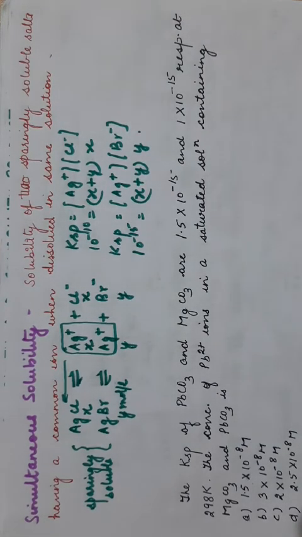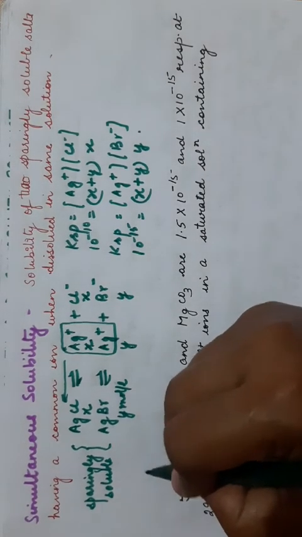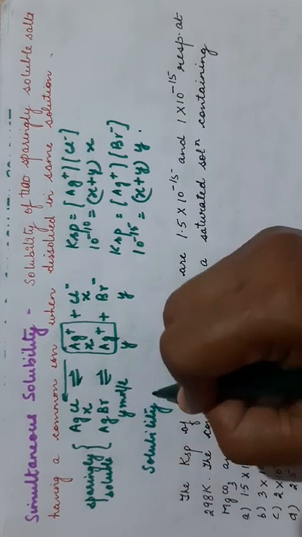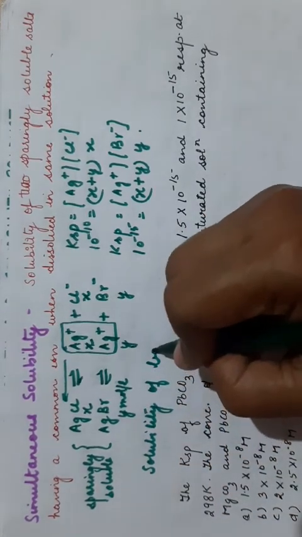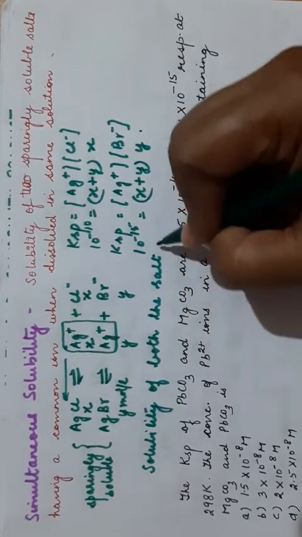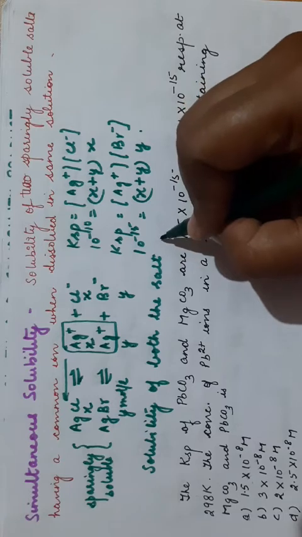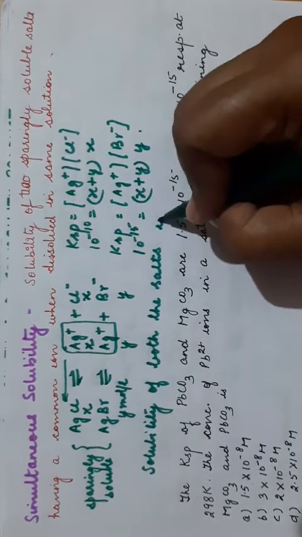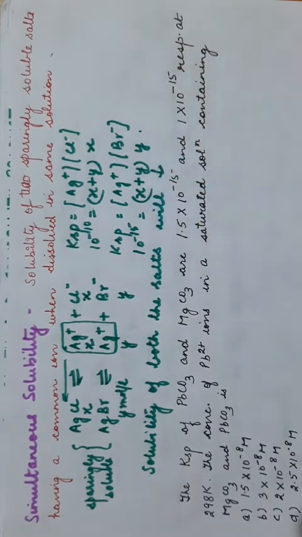So what is the conclusion here? That if we have two sparingly soluble salts and they have a common ion, the solubility of both the salts will decrease, because the equilibrium will shift in the backward direction due to the increased concentration of the common ion. Clear?